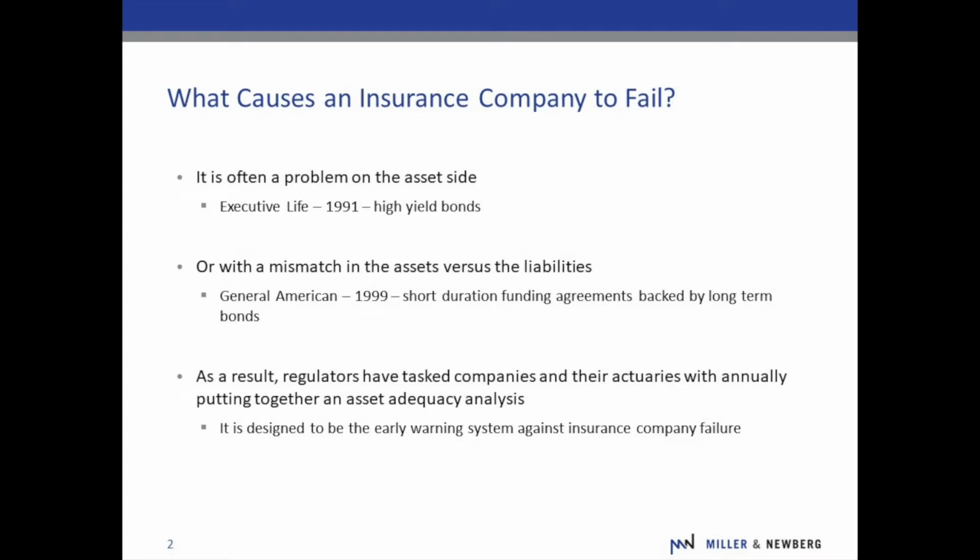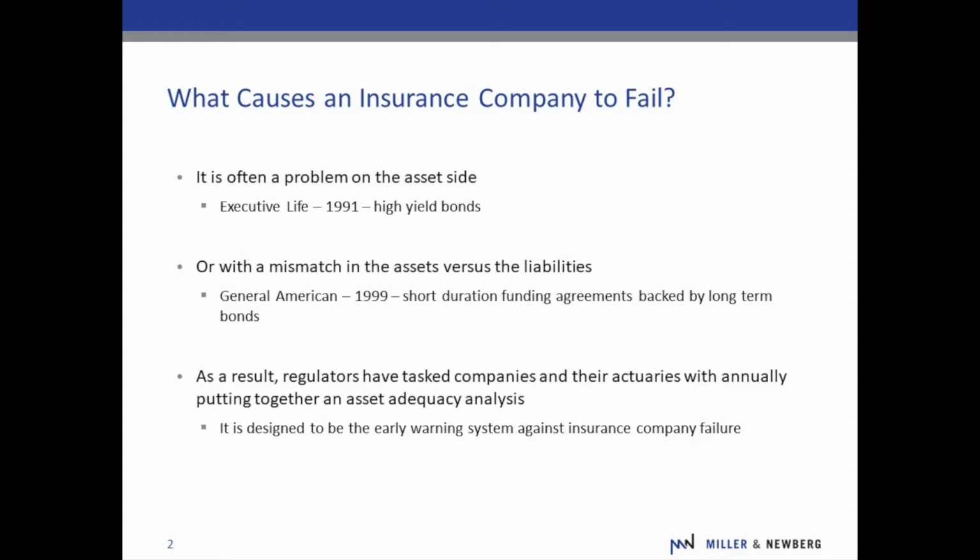So General American had sold a lot of these short duration annuities and had them backed by long-term bonds. And the reason I say they were short duration funding agreements is because General American had a provision in there that said, yes, there's a long surrender charge, but you can get out your money at full book value with just 7 days notice. So if at any point you want to take a withdrawal, even of your entire balance, you have the right to request that with 7 days advance notice. We waive the surrender charge.